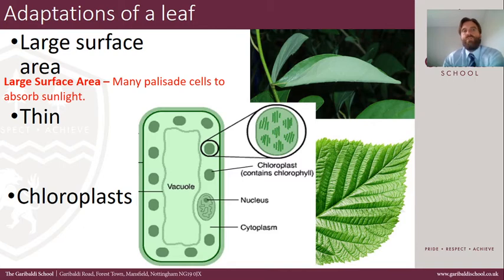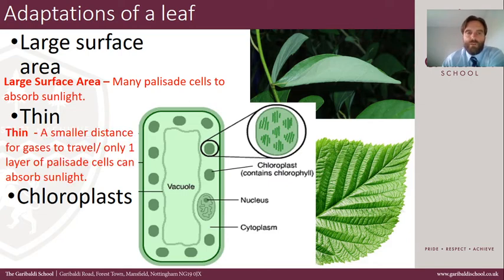Okay, so the reason they have large surface areas is that they're able to absorb a lot more sunlight. So, you know, if they were small, their surface area would be much smaller, they'd be much less exposed, they'd have a lot less cells exposed to the sunlight, and therefore they'd be able to do much less photosynthesis, produce much less glucose. They're thin because you want a small distance.